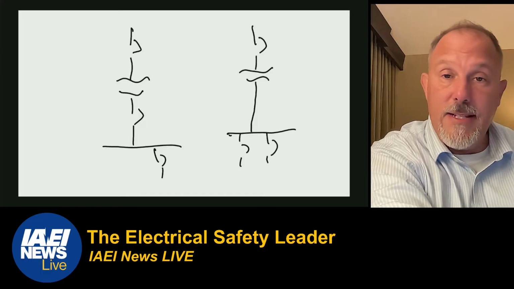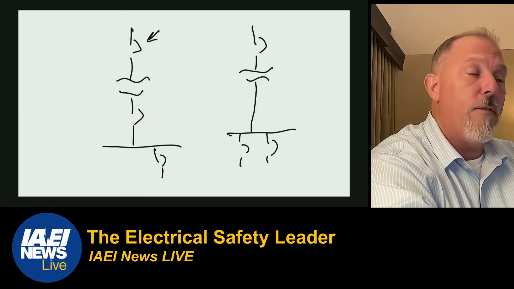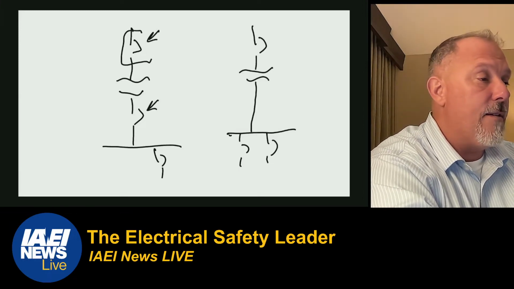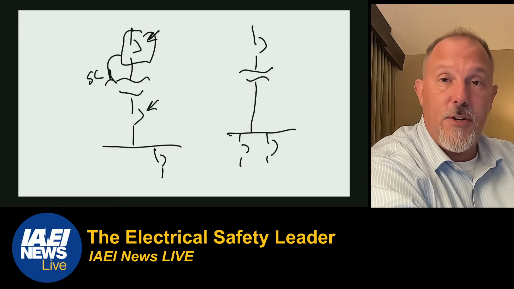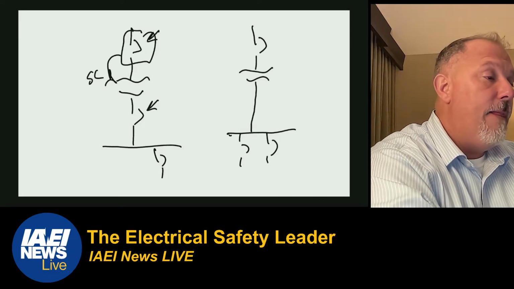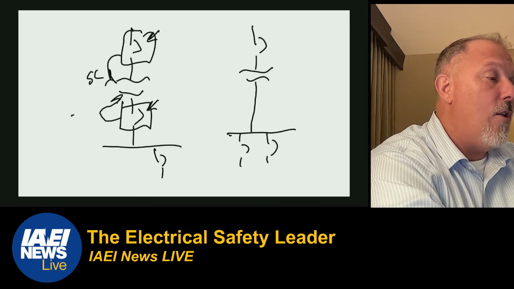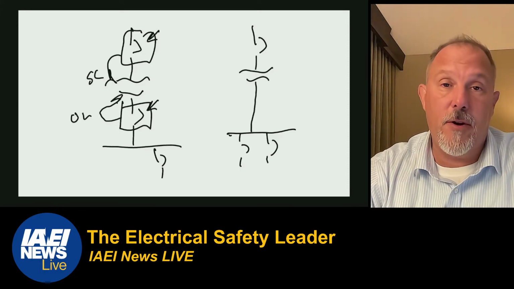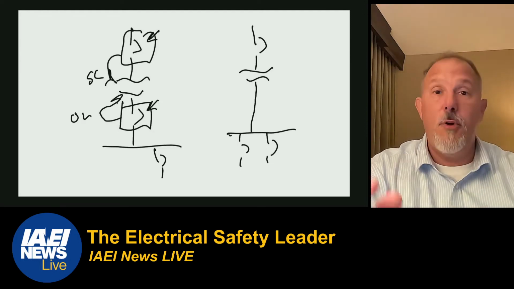In the case of when you have a primary overcurrent protective device and a secondary, this device here provides short circuit protection for that transformer. This device on the secondary provides overload protection for that transformer. Very similar to motor circuits.